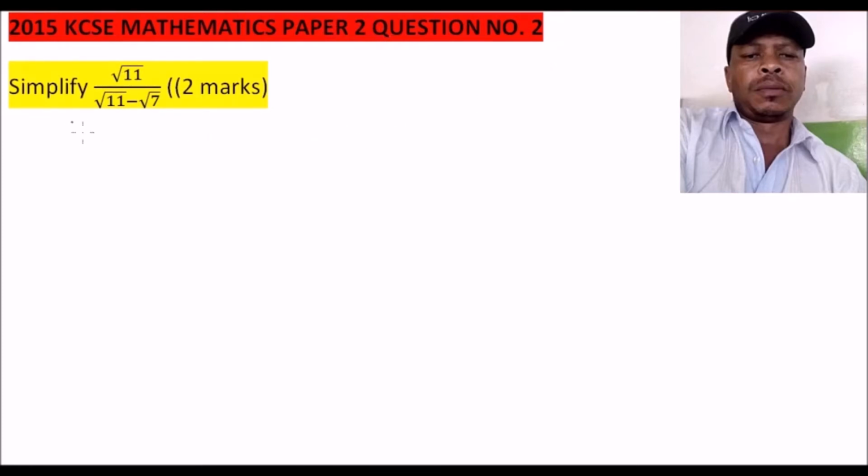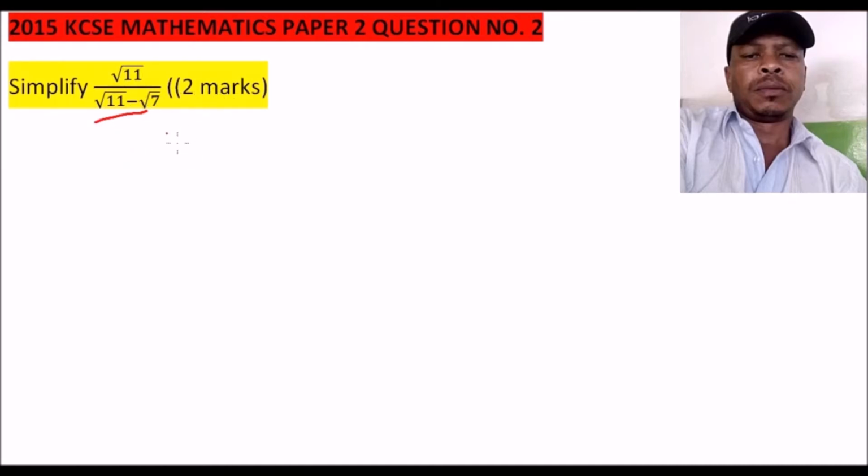Hii swali ilikuwa imetoka kwa topic inaitwa surds, na unaambiwa simplify the root of 11 divide by the root of 11 minus 7. You added 2 marks. Sasa ukiambiwa usimplify, inamaanisha utoe hii surd kwa denominator hii. Ikue denominator haina surd, yani hii roots za 11 na 7.